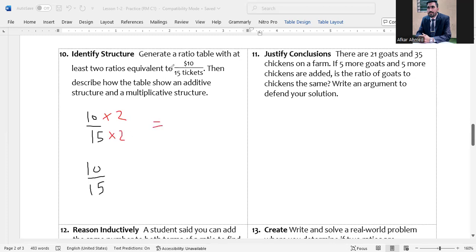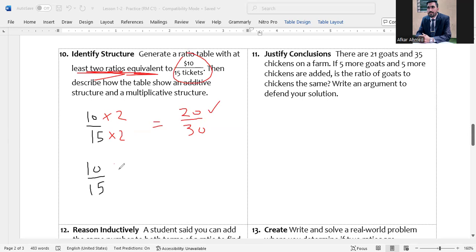Look, read the question: generate a ratio table with at least two ratios equivalent to this one. So if you want to generate two ratios that are equivalent to this one, we will multiply by 2. It will give us 20, and 15 times 2 will give us 30. This is one fraction that is equivalent to 10 over 15. 20 over 30 is equivalent to this one.